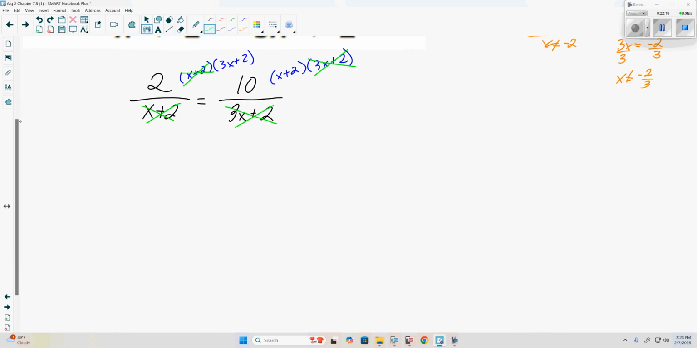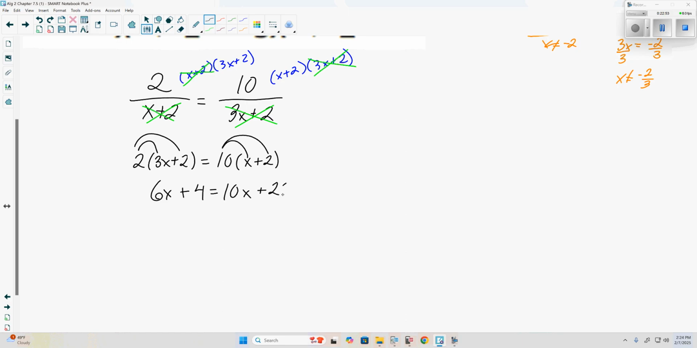And let's see what that leaves us with. On the left-hand side, we have 2 times 3x plus 2 is equal to 10 times x plus 2. Here we can distribute the 2. 2 times 3x is 6x. 2 times 2 is 4. 10 times x is 10x, and 10 times 2 is 20.